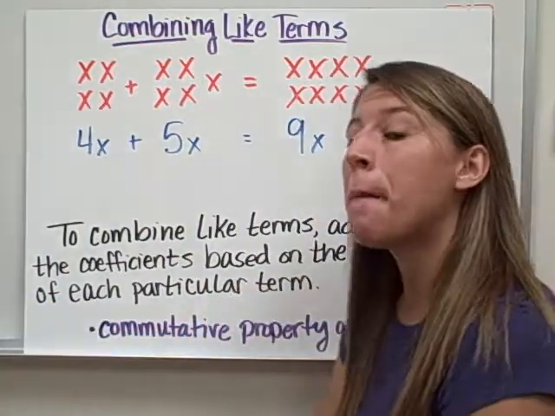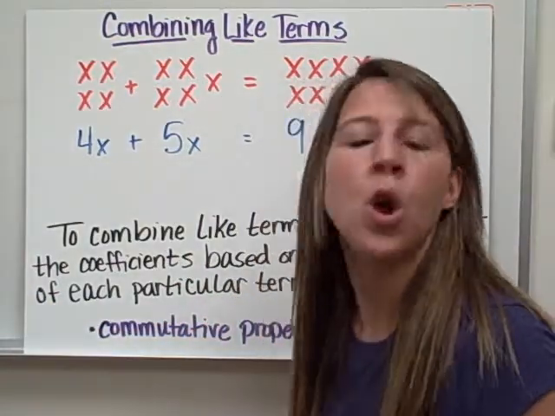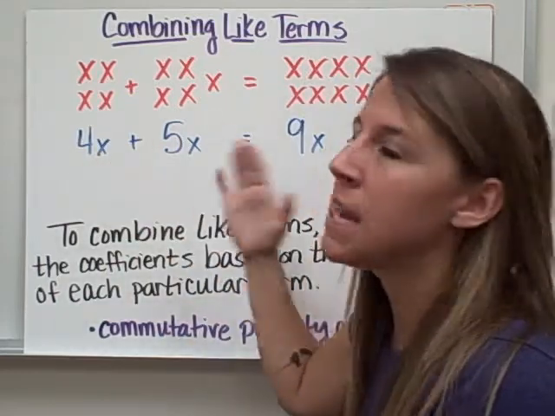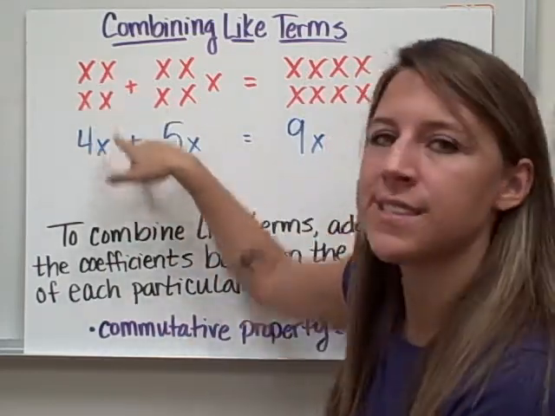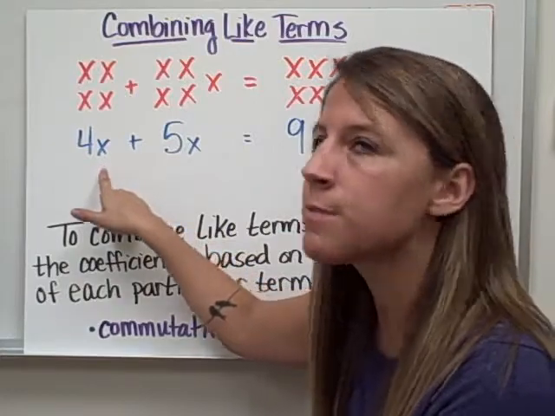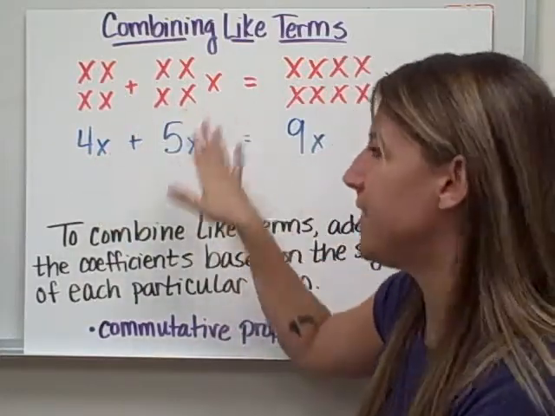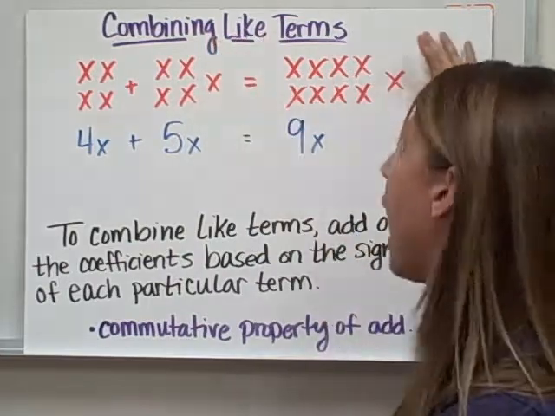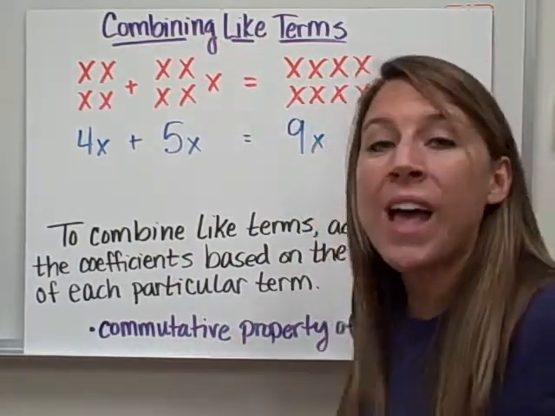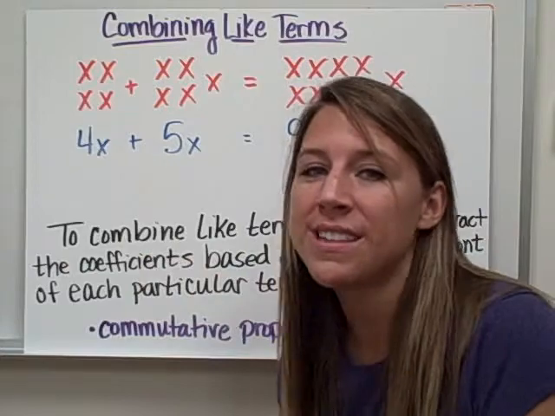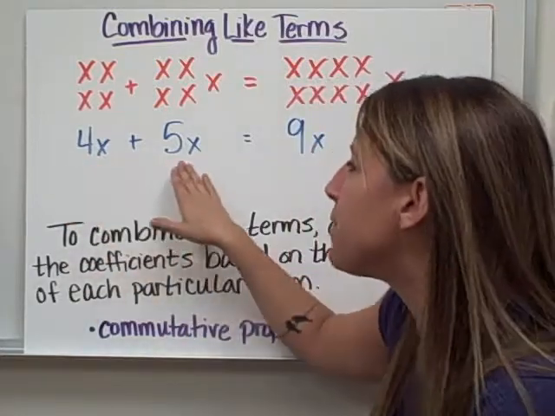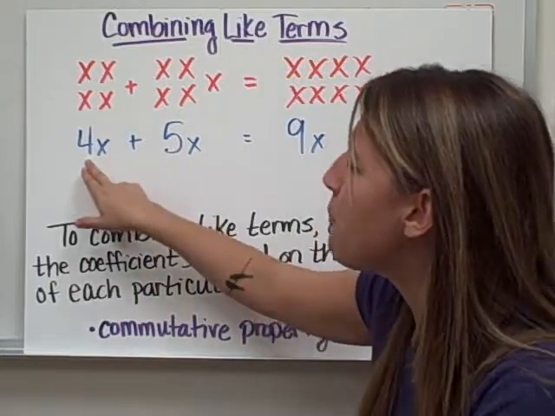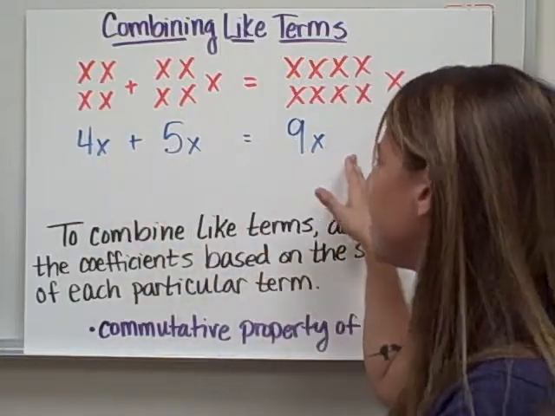So when we come to combining terms, you can only combine like terms. Let's take this for example. I have 4 x's here, 4x. I have 5 x's here. So 4 x's plus 5 x's is 9 x's. That's this whole concept of adding the same unit size. So 4x plus 5x is equal to 9x. What did I do to get from 4x plus 5x to 9x?